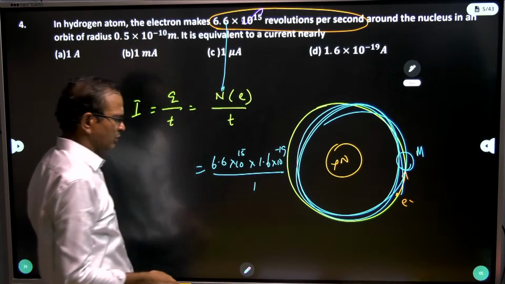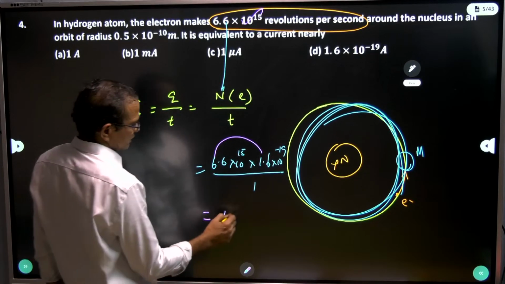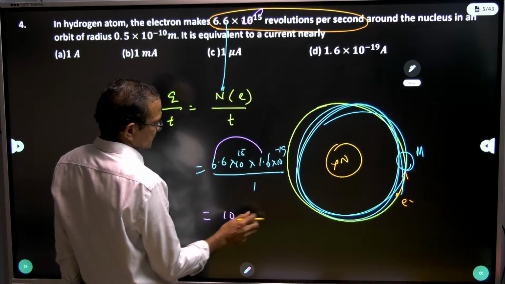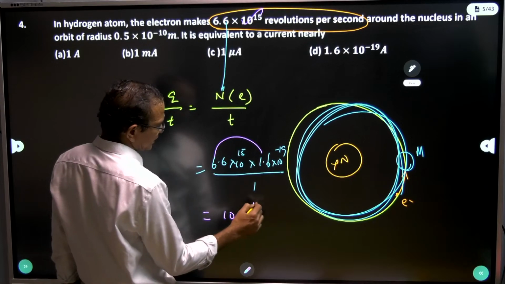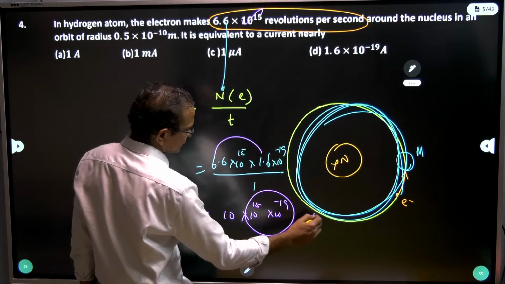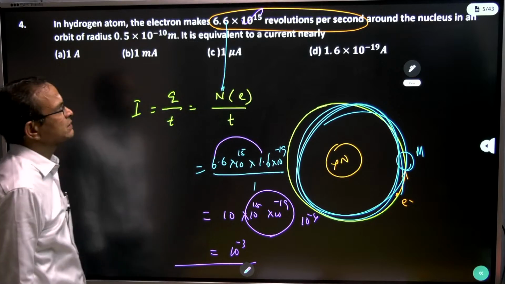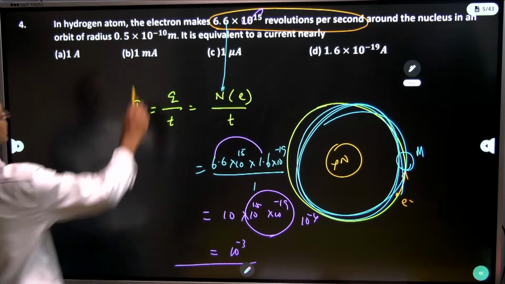That's the answer. How much is this? Check it. It looks like 10 into 10 power 15 into 10 power minus 19. So it becomes 10 power minus 4. Altogether, it becomes 10 power minus 3, which means 1 milliampere. That's the right answer.